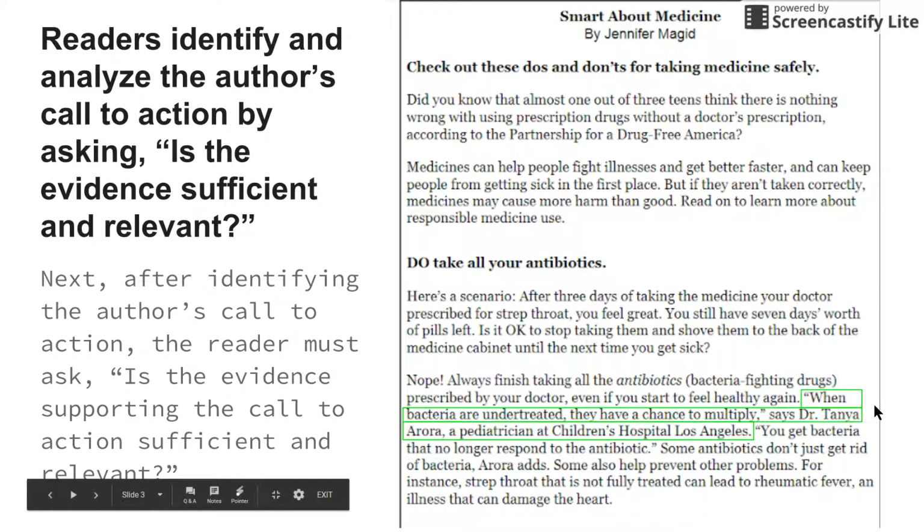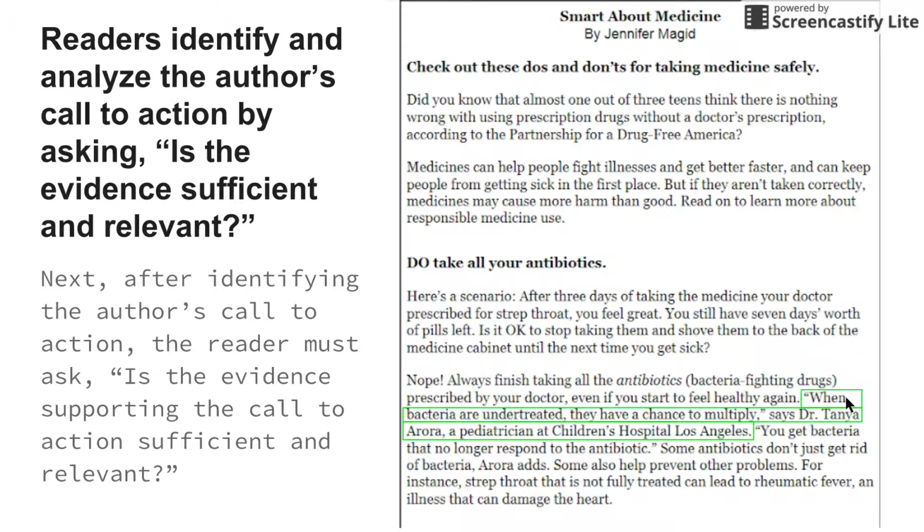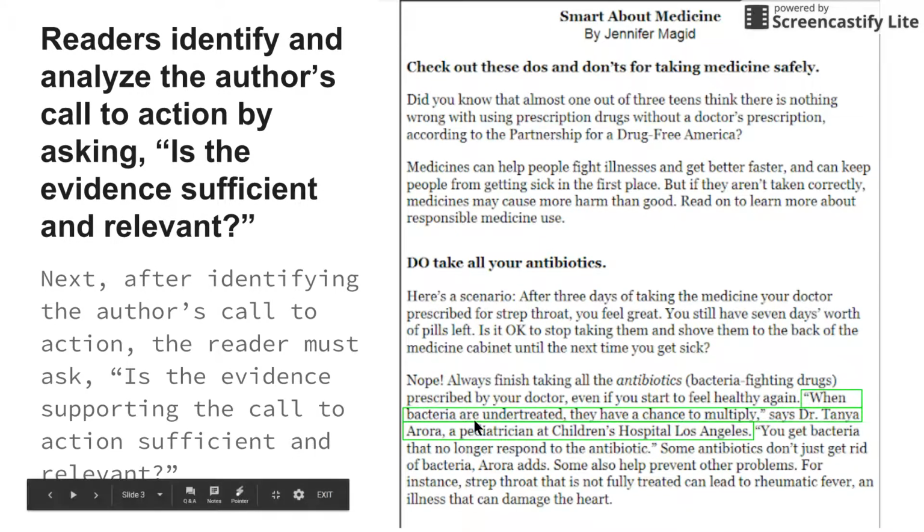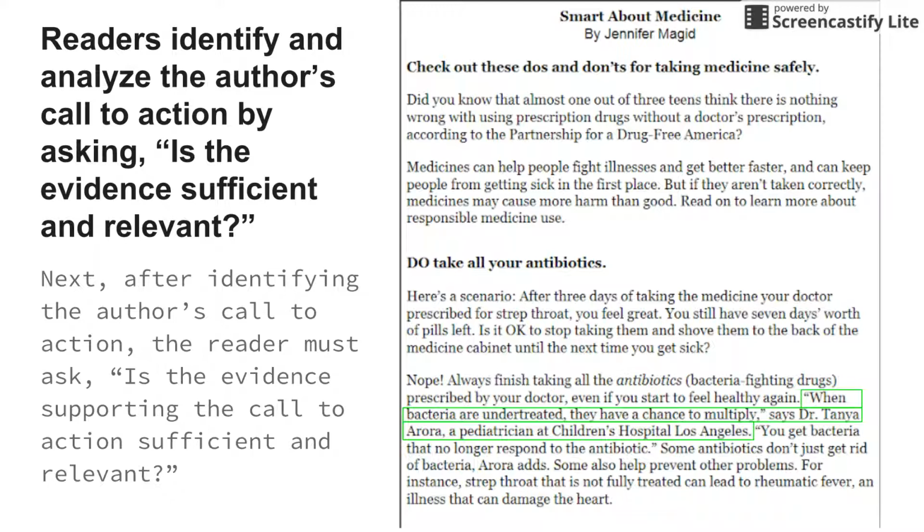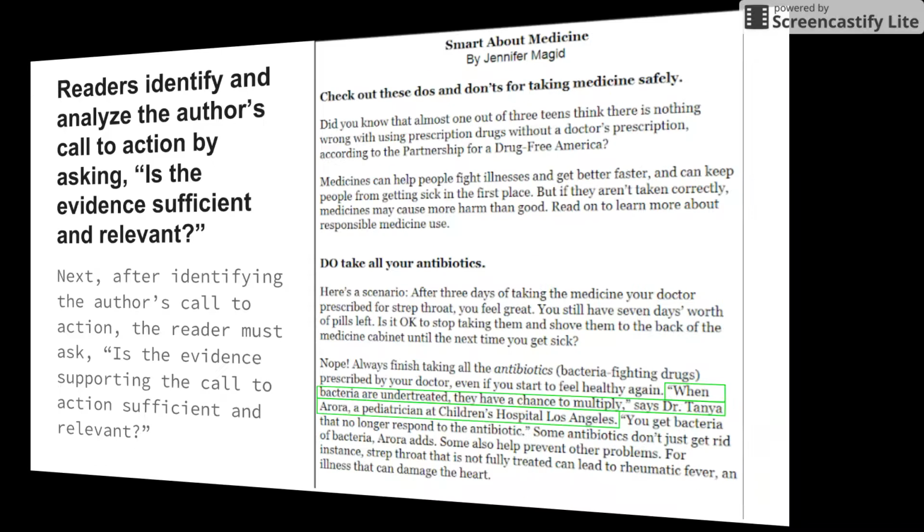And the follow-up is proving that, yes, you should take all antibiotics, because when you don't take all your antibiotics, the bacteria are undertreated and the bacteria have a chance to multiply. And this comes from an expert, Dr. Tanya Arora, a pediatrician at Children's Hospital, Los Angeles. So in my opinion, the author has used a voice of authority to prove the call to action, to prove that, yes, readers should take medicine responsibly.